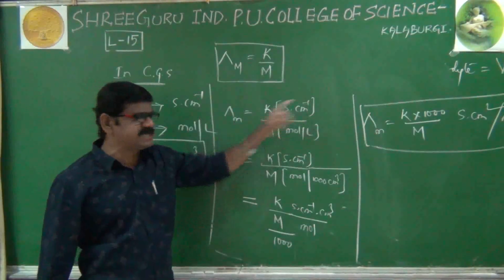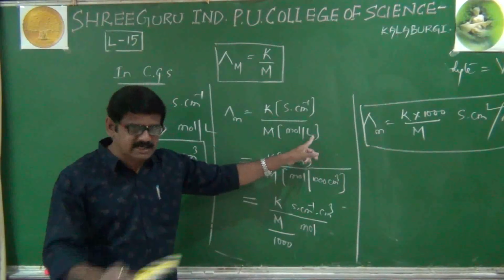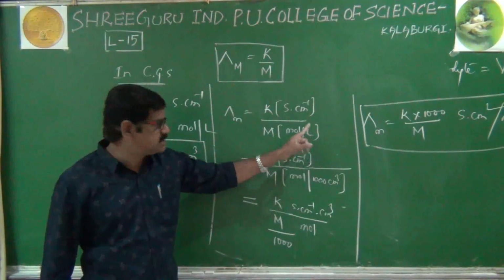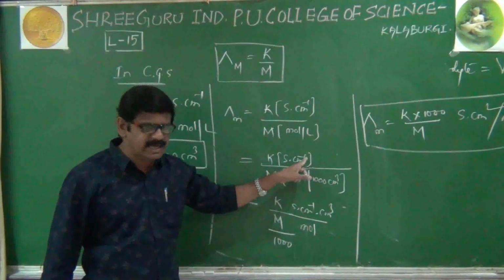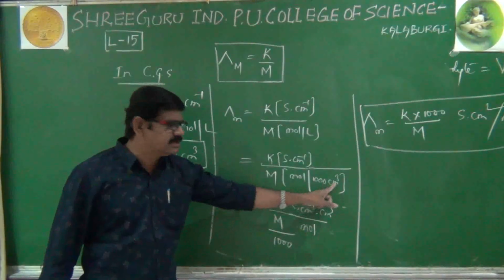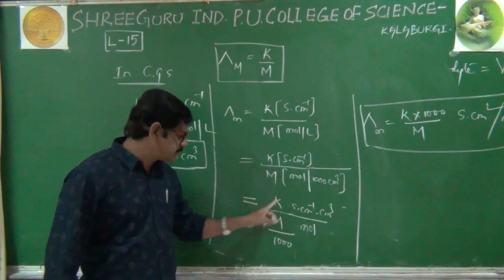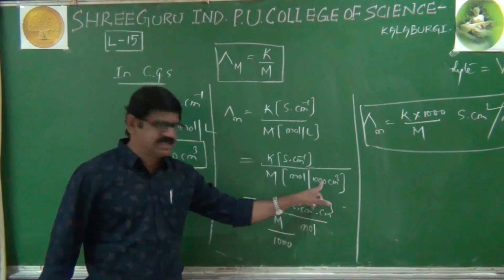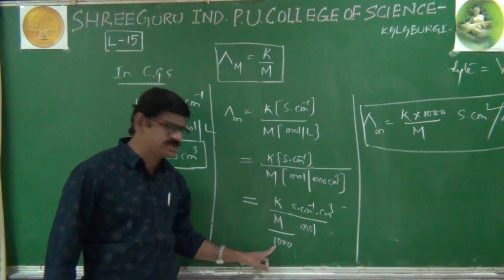K units is Siemens per centimeter, molarity is mole per liter, but liter is not a CGS system value. So I am converting it into centimeter cube. Therefore, Siemens per centimeter as it is, mole also as it is. Then instead of liters I have written 1000 centimeter cube. Next step, K by m, then m by 1000 is there.